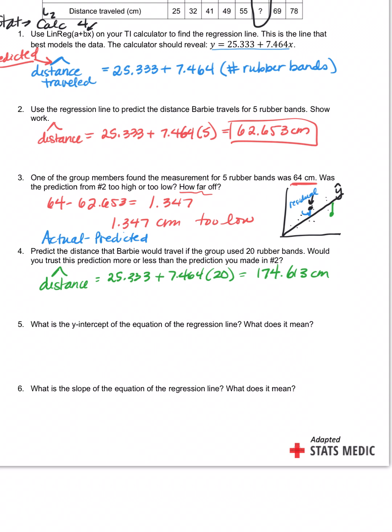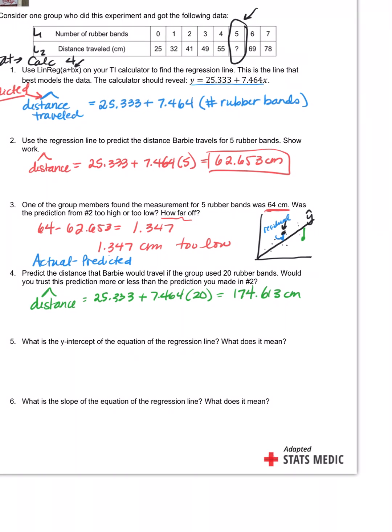Okay, so then it says, would you trust this prediction more or less than the one that we made for 5 rubber bands? I say less. You say less? You trust it less because why? All of our numbers are pretty low. What do you mean by all your numbers? Can you be more specific? The numbers we tested, like all the number of band numbers were pretty low. Because it's like farther than 6 feet forward. Yes and yes. All of that's true.